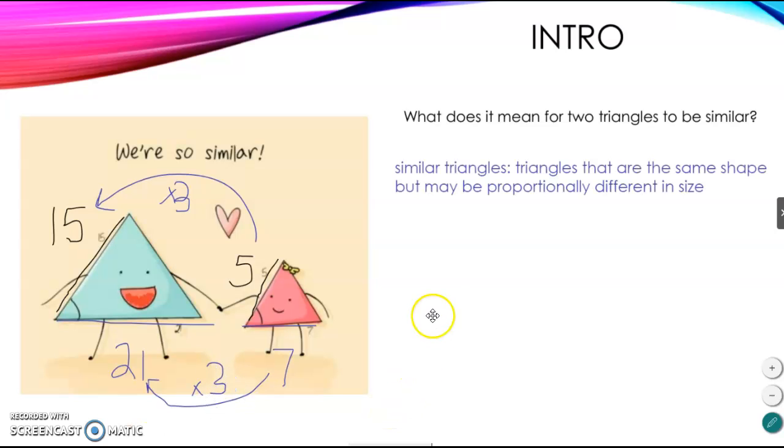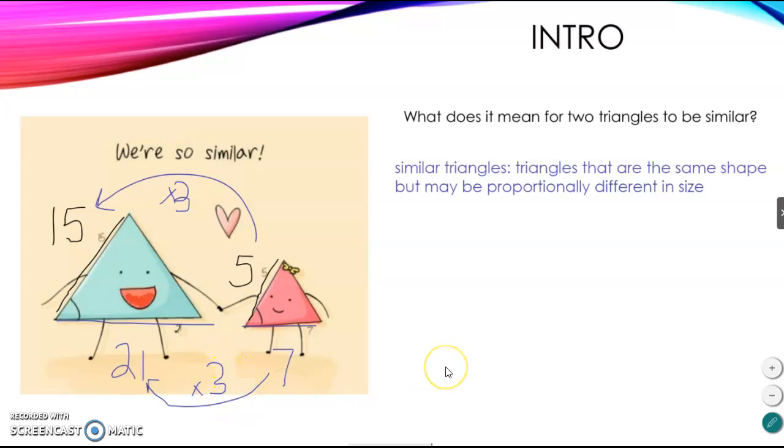So an informal definition of similar triangles that I typically tell students is that triangles are the same shape, but they may be proportionally different in size. And so these two triangles have a very similar shape to each other, meaning that their angles are actually the same, but they are proportionally different in size. Particularly, they're proportionally different by a factor of 3.